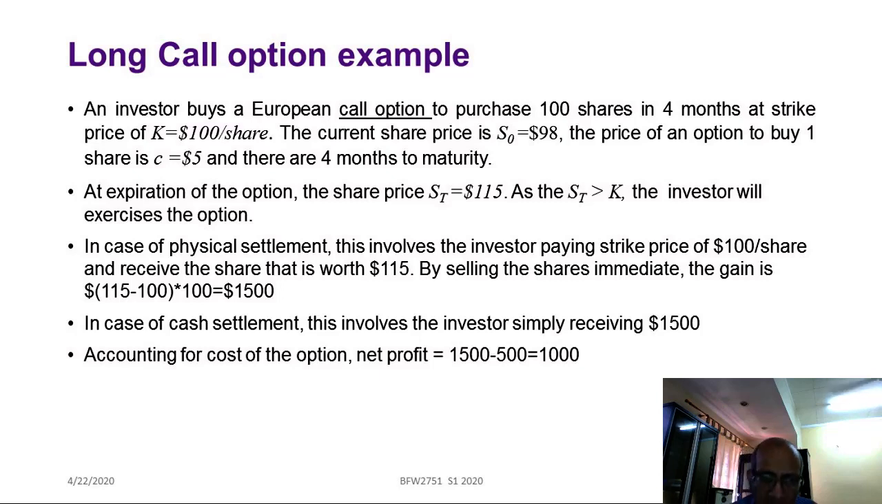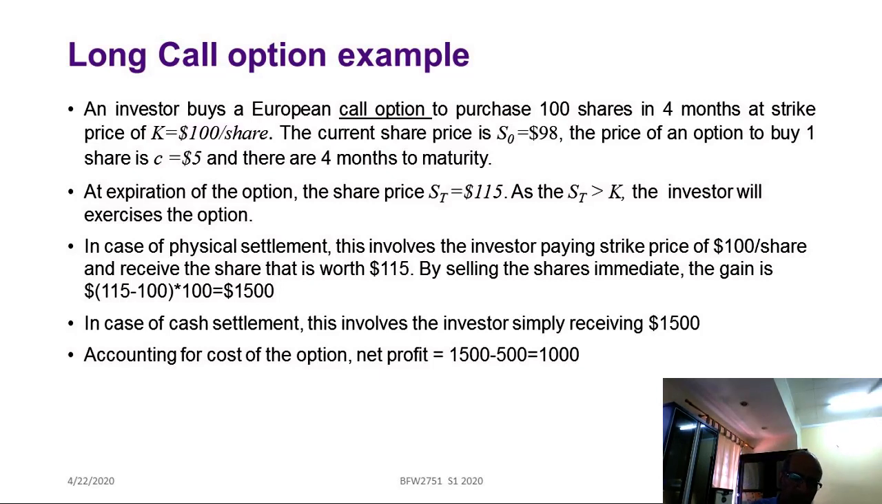If you don't exercise, you lose your $5. If you exercise, you make nothing. You still lose the $5. But if ST is above K, you are very happy that morning. When you wake up and you see ST at the expiry of this option, the final spot price of this particular underlying stock, is far more than the strike price, we can see you smiling in the morning. The investor will exercise the option. In the case of physical settlement, this involves the investor paying a strike price of $100 to receive 100 shares, which are worth $115. He will receive the 100 shares by paying $100, which he can immediately sell in the market for $115.